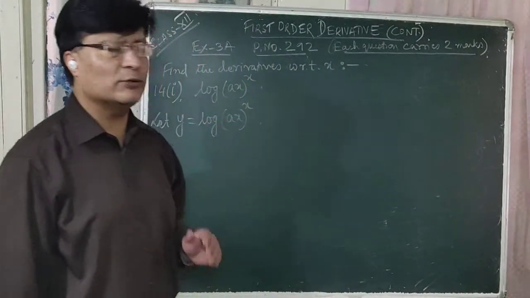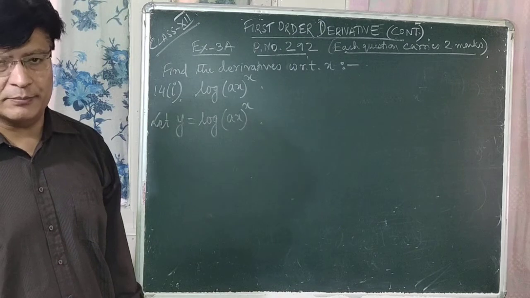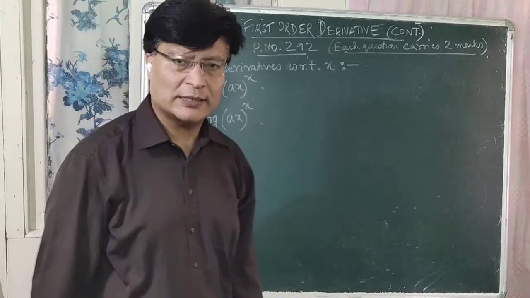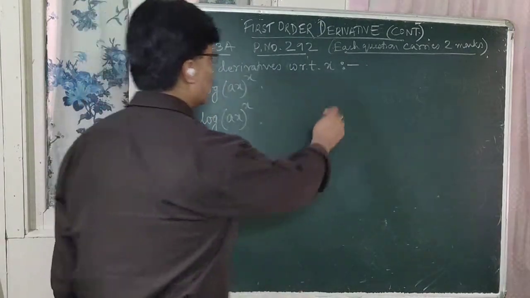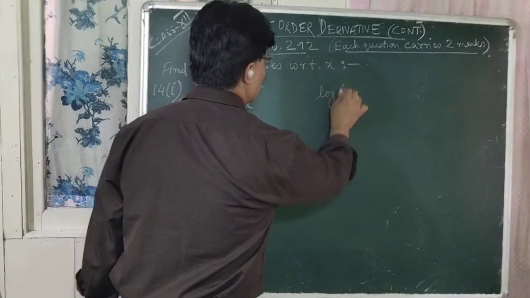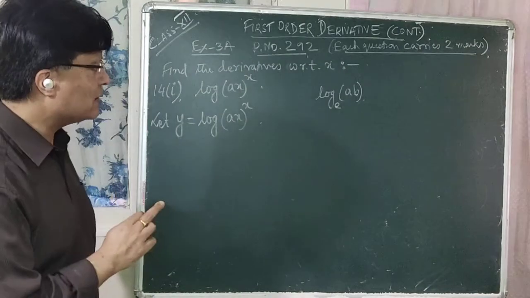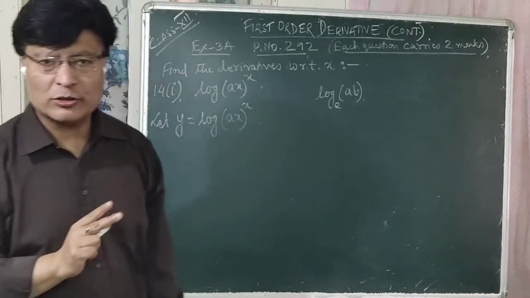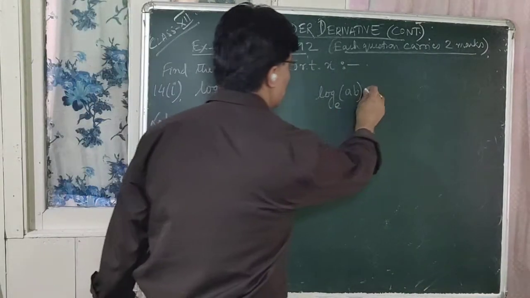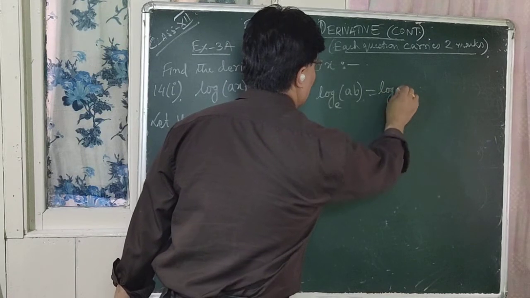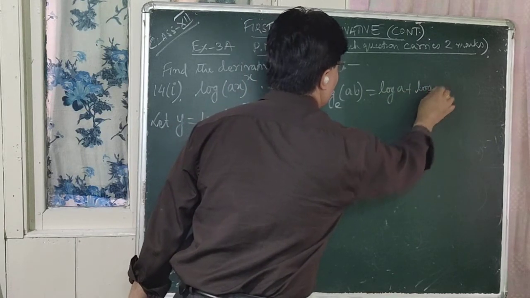In this case you should know the properties of logarithm. I think you have done it in class 11, so let us revise it once again. If there is no base, the base is e. That is, the logarithm of the product of two numbers is equal to the sum of their logarithms. That is log a plus log b.